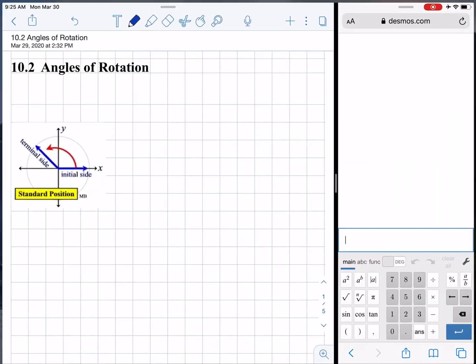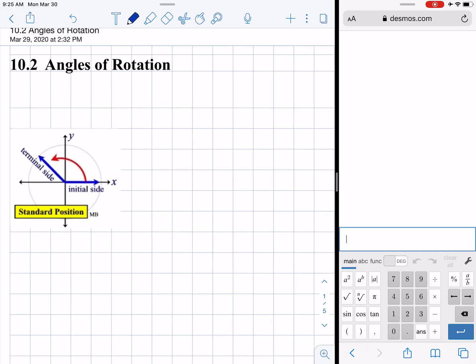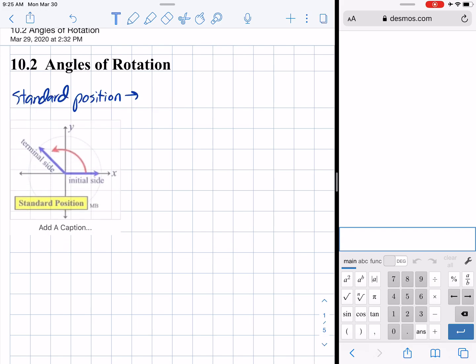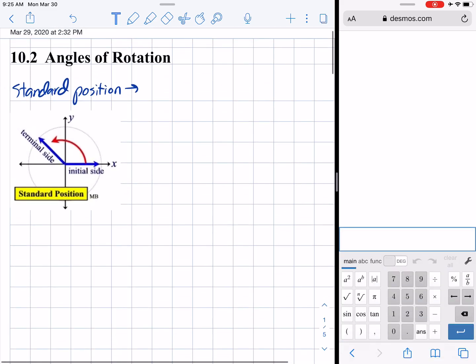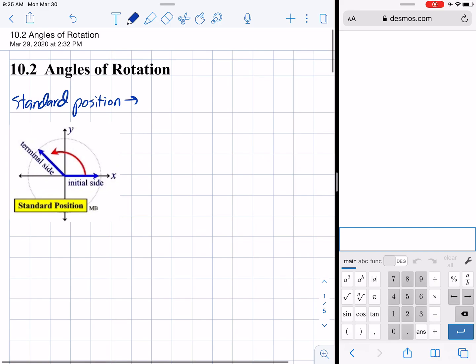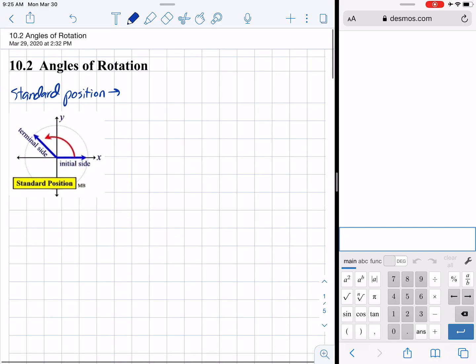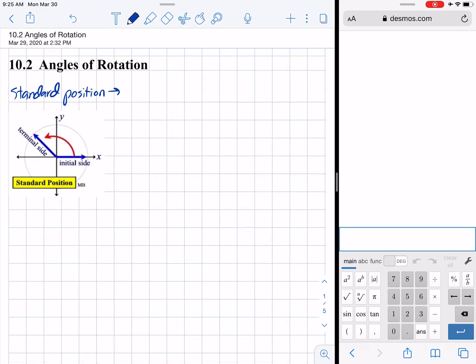Okay. For now, let's just start with our angles of rotation. When an angle is in standard position, and once again, guys, if you don't have these pictures, you can screenshot these notes and put them into yours, or you can just pull them from Google like I did. I just typed in angles in standard position.